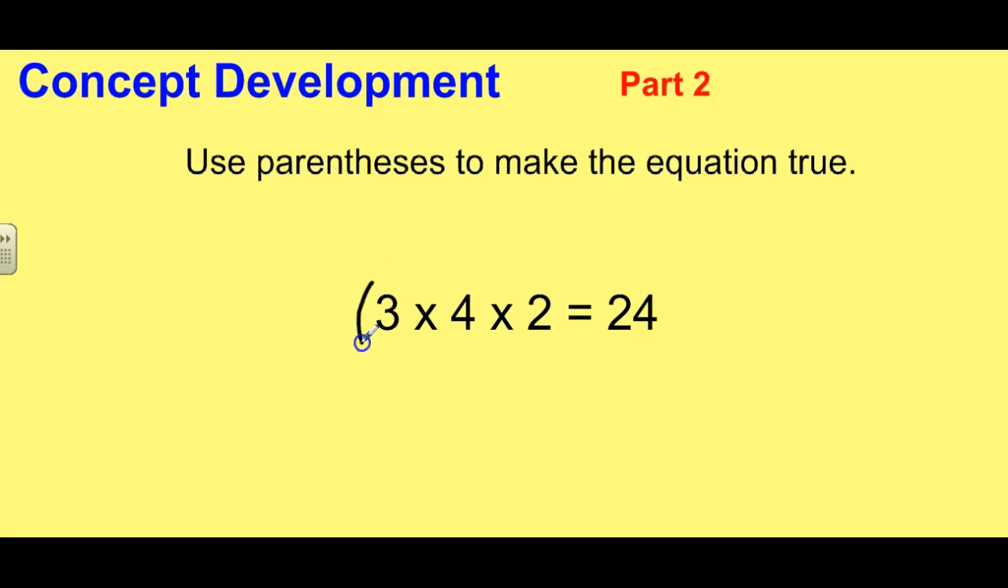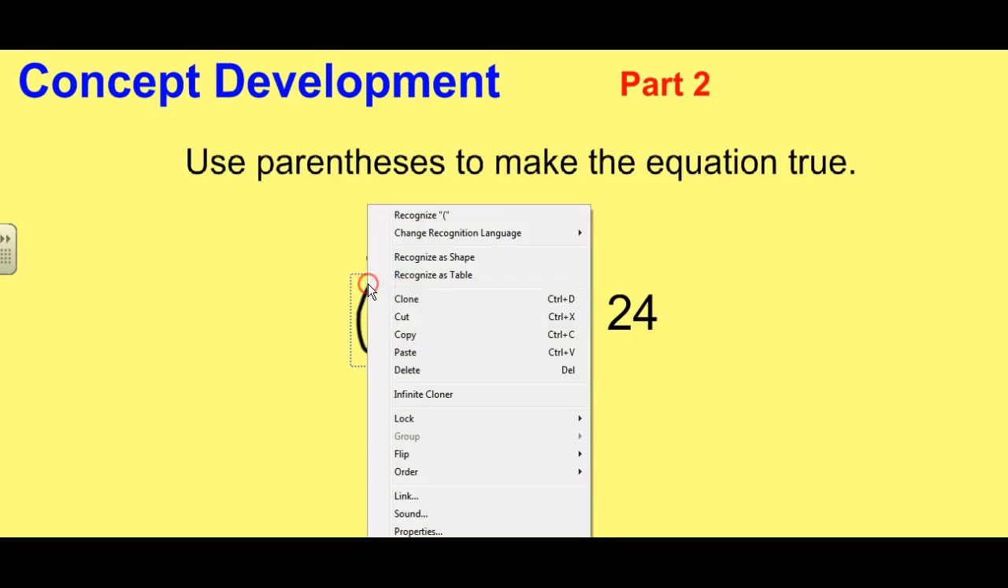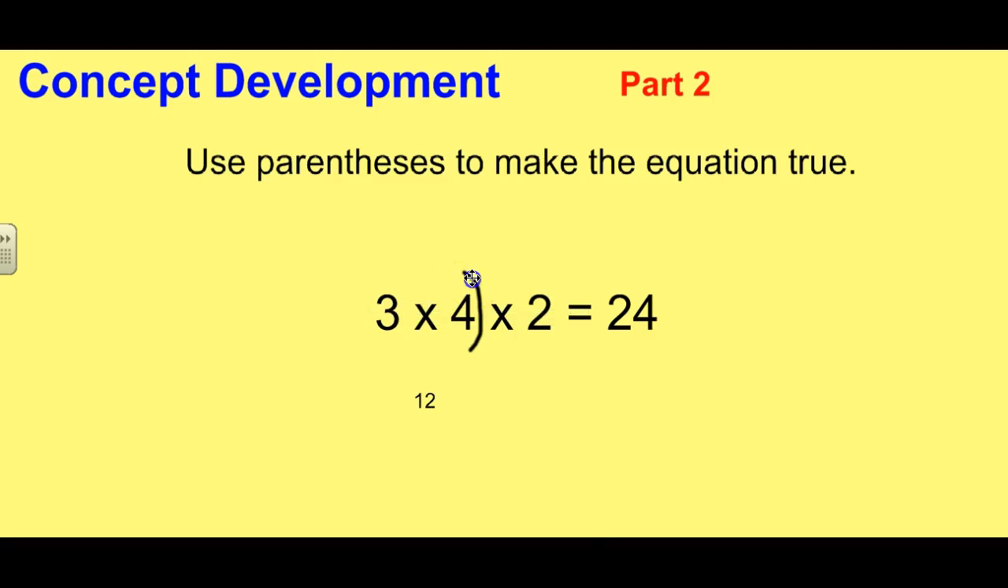So if I'm starting at the beginning and I do 3 times 4 first, I know that that is 12. And I know that 12 times 2 is the same thing as 2 12s, and 2 12s is equal to 24. So that tells me right there that my parentheses are in the right place. But the reason I put this problem on here is because I want to show you something.